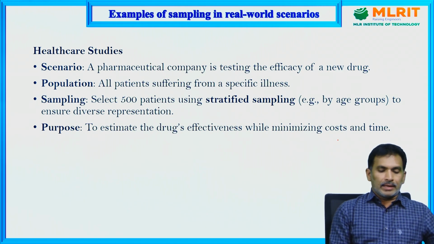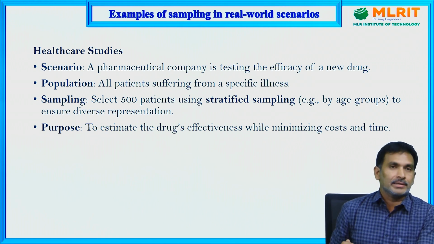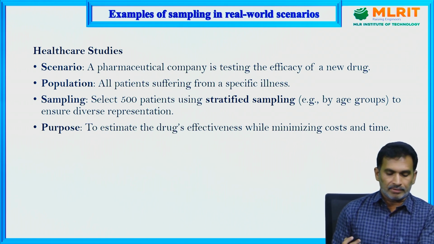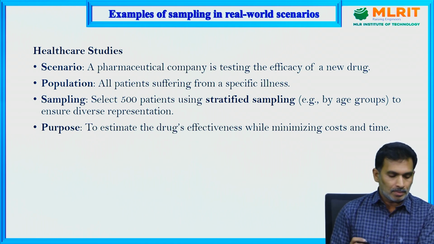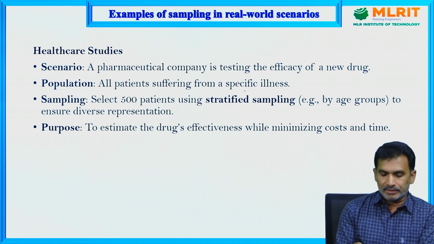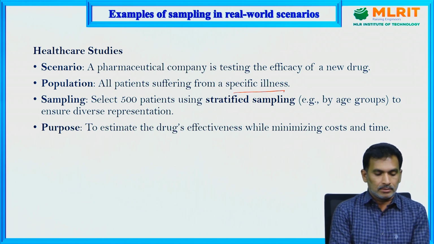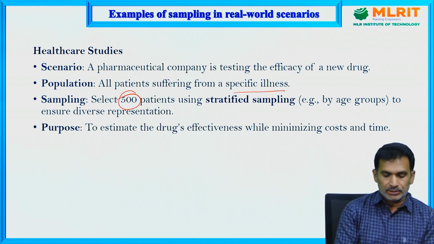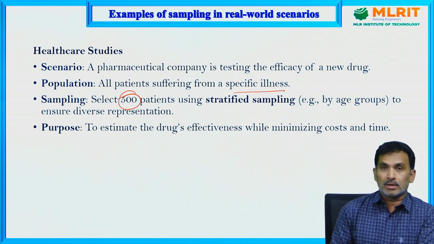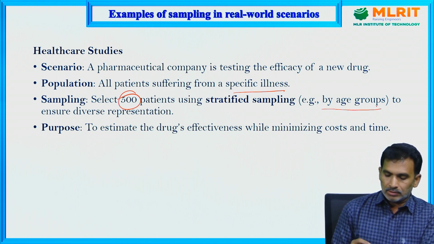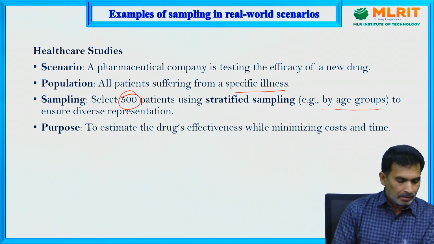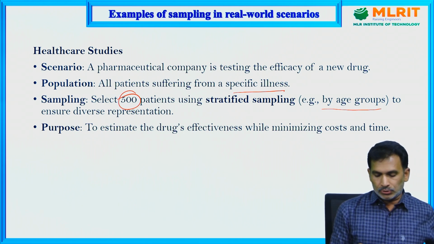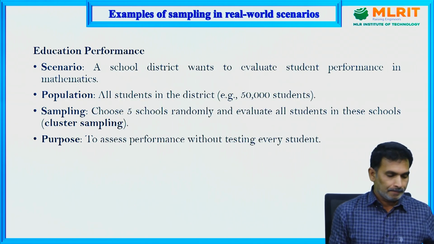Let us see another real-world example, healthcare studies. Here the scenario is a pharmaceutical company testing the efficacy of a new drug. The population would be all patients suffering from a specific illness. For the sampling, we select 500 patients using stratified sampling, because there will be different age groups of people, so we use stratified sampling to ensure diverse representation. The purpose is to estimate the drug's effectiveness while minimizing cost and time.